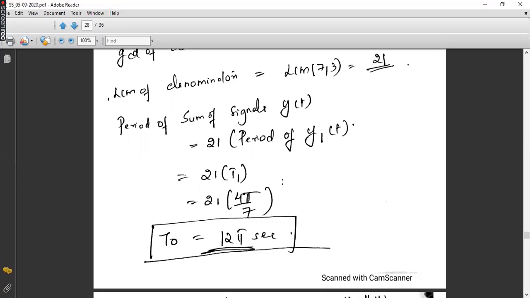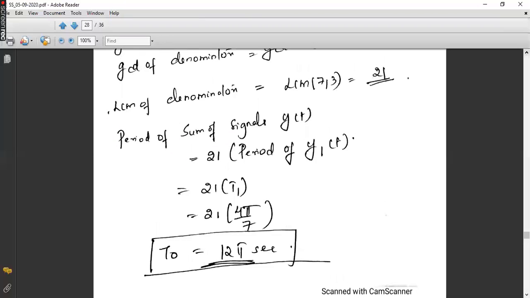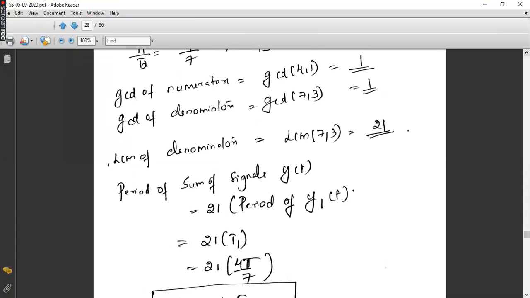Here also, 21 into the time period of Y1 of t, that is 4 pi by 7. So the answer will be 3 into 4 pi, that is 12 pi. So this is the fundamental time period of this given signal. This portion you will get more clarity when I take the next problem. After finishing that problem, I will come back to this problem and clarify why I have taken this. Clear?